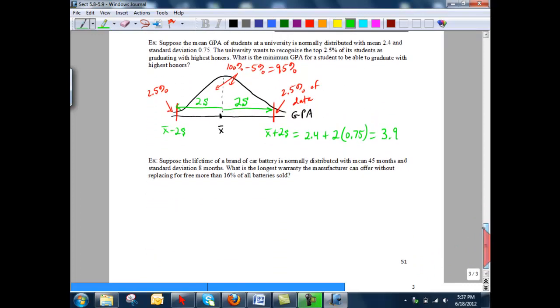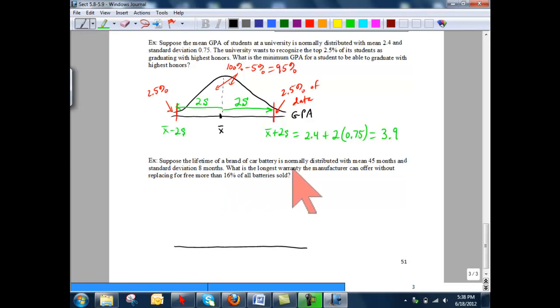Let's work one more example. You might want to pause the video and try to work it out on your own. Suppose the lifetime of a brand of car battery is normally distributed, that's the bell curve shape again, with mean 45 months and standard deviation 8 months. What's the longest warranty the manufacturer can offer without replacing for free more than 16% of all batteries sold?